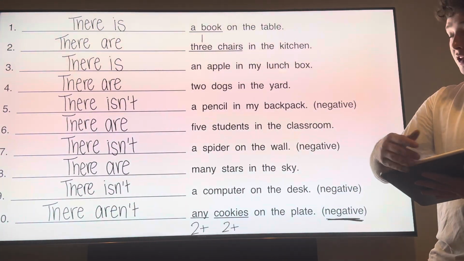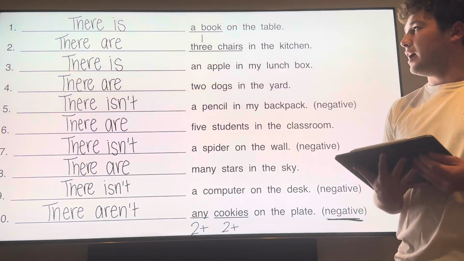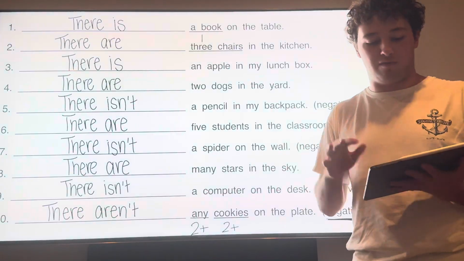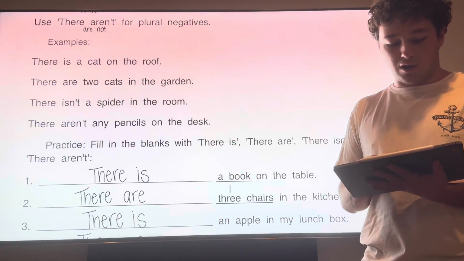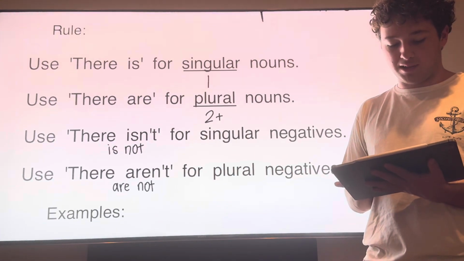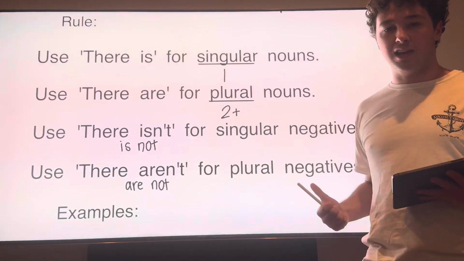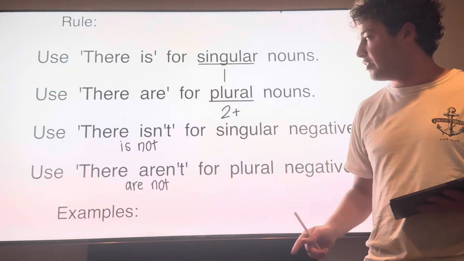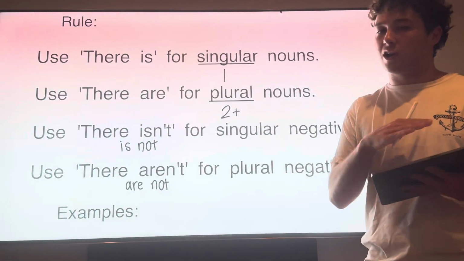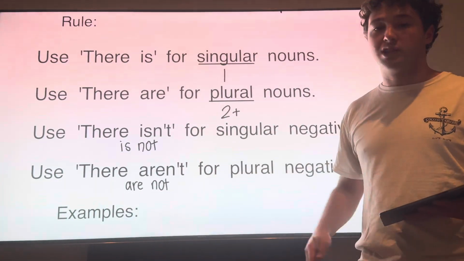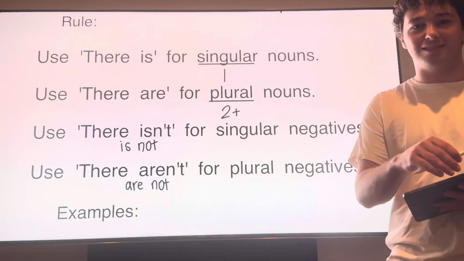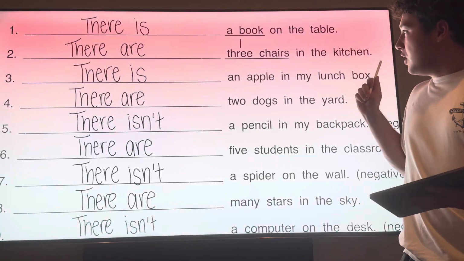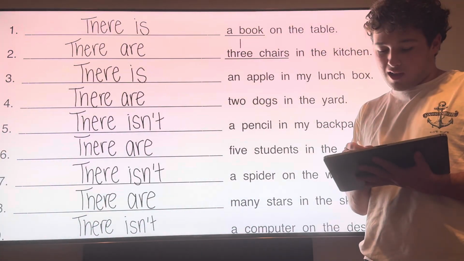Please take a look at these. If there were any mistakes, I recommend you just go and rewatch the part of the video and the explanation. There are only 4 essential possibilities. There is for singular positive, there are for plural positive, there isn't for singular negative, and there aren't for plural negative. And that's it.